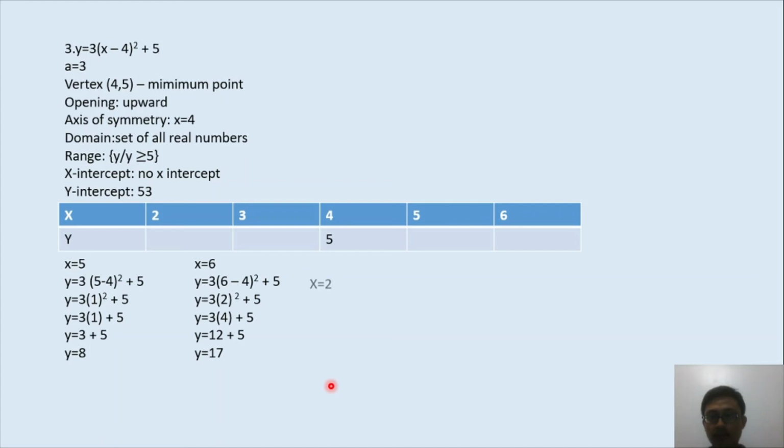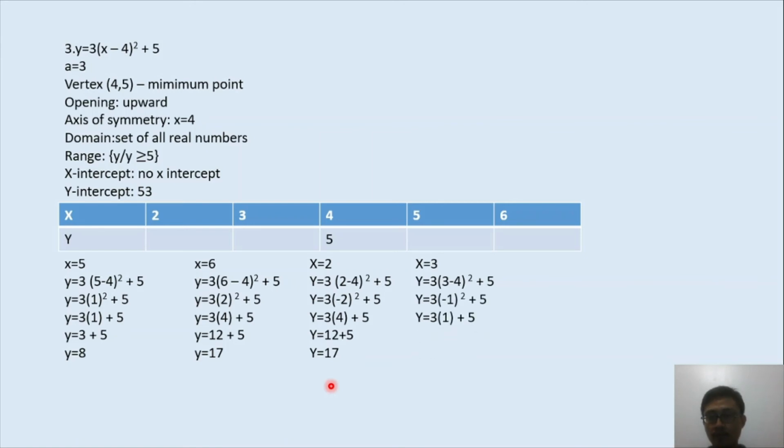Okay, next. So, doon sa 2. Ganun ulit, substitute. Magiging negative 2 squared. 3 times 4 plus 5. 12 plus 5. Y equals 17. So, you will notice 2 and 6 parehas silang 17. For 3, yun ulit, substitute the value of x. 3 times 1 plus 5. 3 plus 5, 8 naman. Yan. So, nakuha na natin yung values.